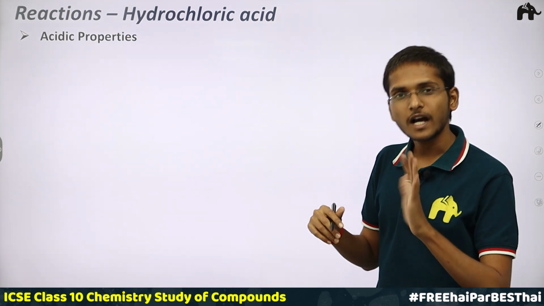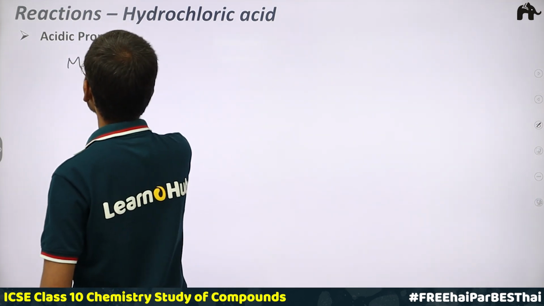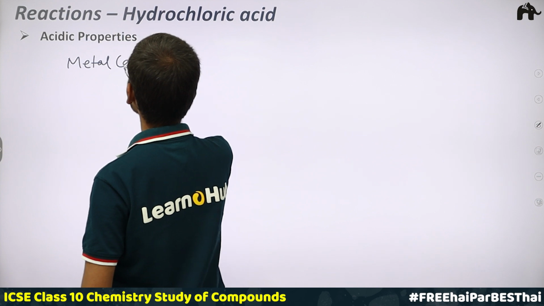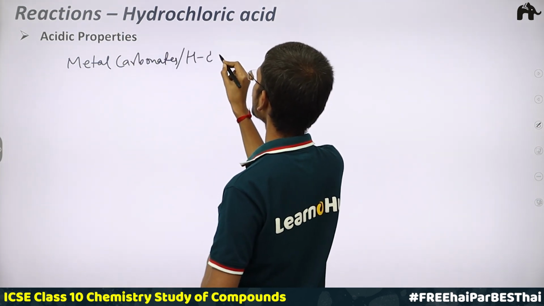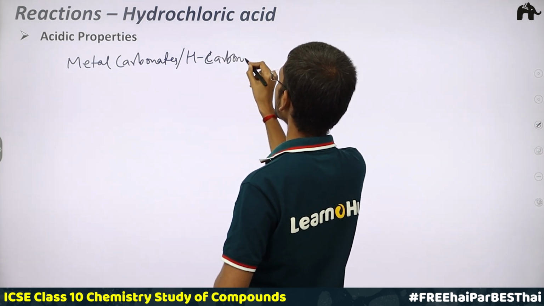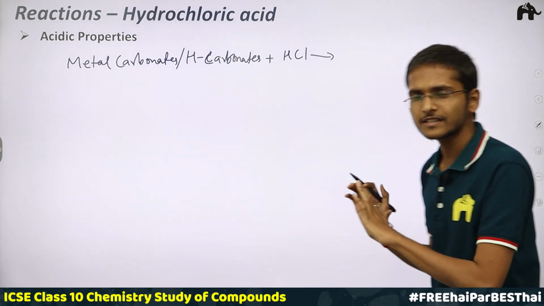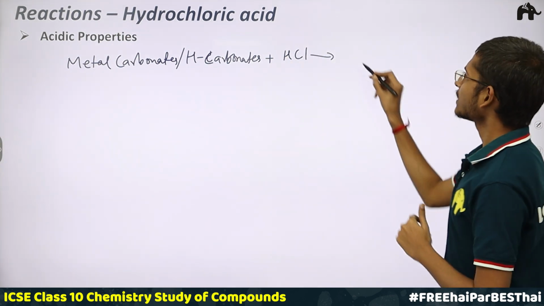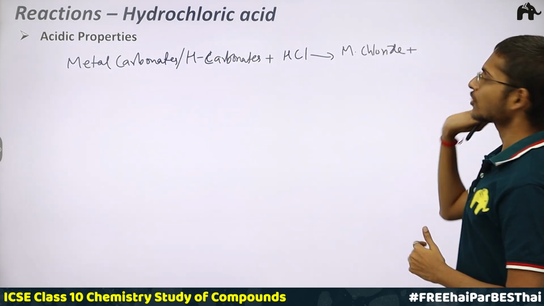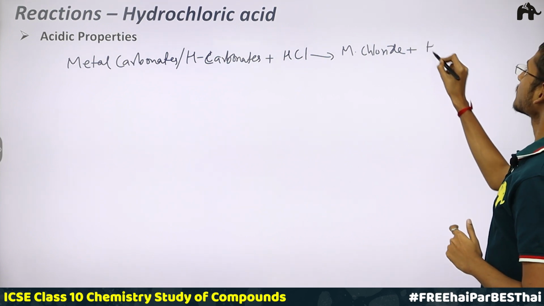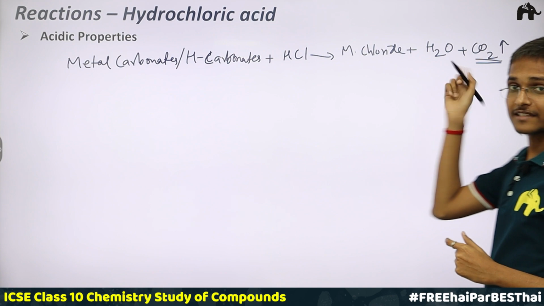Now moving ahead to metal carbonates and metal hydrogen carbonates. I'm just writing the short form, hydrogen carbonates. When they react with HCl, the general reaction is they would also form a metallic chloride, and I'm writing the short form, you can write the full form on your own. It would also give us, as a free gift, water and, very important, carbon dioxide. Carbon dioxide gas is released.